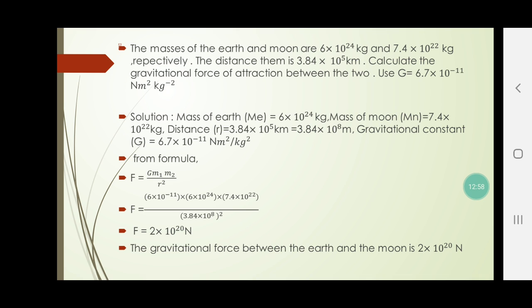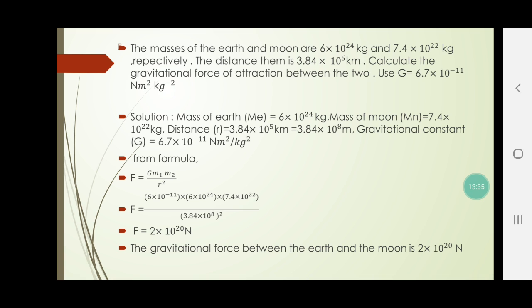Next problem. The mass of the earth and the moon is 6 into 10 to the power 24 kg and 7.4 into 10 to the power 22 kg respectively. The distance between them is 3.84 into 10 to the power 5 kilometer. Calculate the gravitational force of attraction between the two. Use the gravitational constant G equal to 6.7 into 10 to the power minus 11 Newton meter square per kg square.